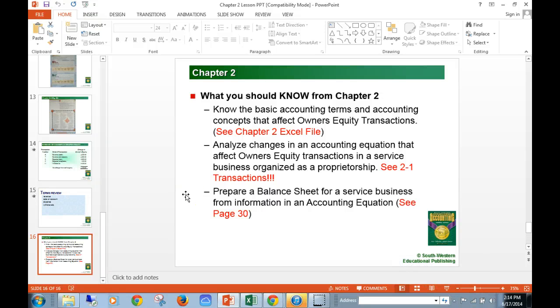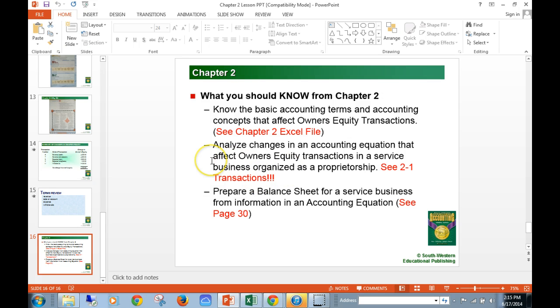The application problems at the end of the chapter on page 33. That's what we're going to work on last here. It shouldn't take too long. After chapter 2, you should know the basic accounting terms and concepts that affect owner's equity accounts. Again, it's going to be your capital account as of right now. There are other owner's equity types of accounts, just not right now.